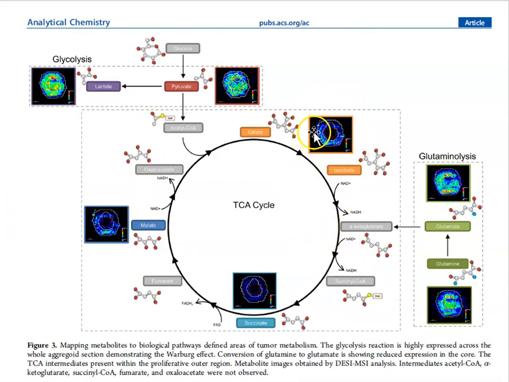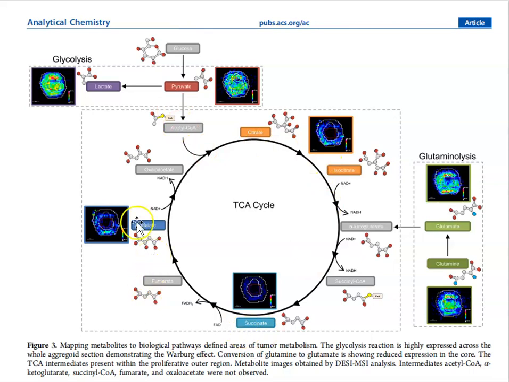And what we can see is wherever you've got metabolites involved in the TCA cycle, so citrate, succinate, malate, you have got the presence of those metabolites only in the well-oxygenated rim, whereas when you have metabolites associated with glycolysis, so you've got lactate, pyruvate, and also this glutamine pathway, which is particularly relevant in the absence of oxygen. Particularly lactate is a classic marker for the absence of oxygen.